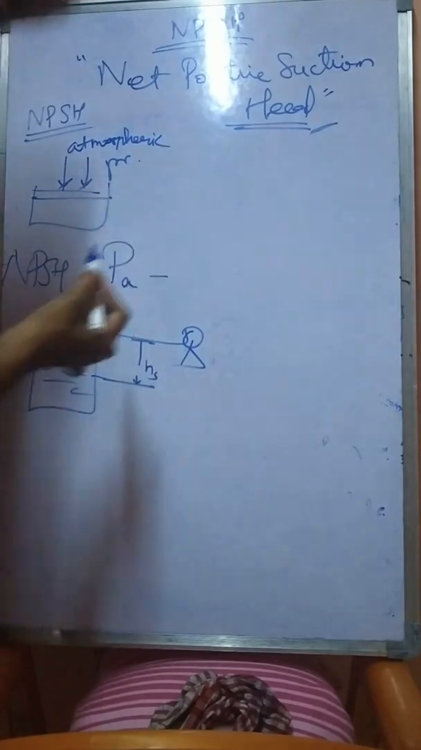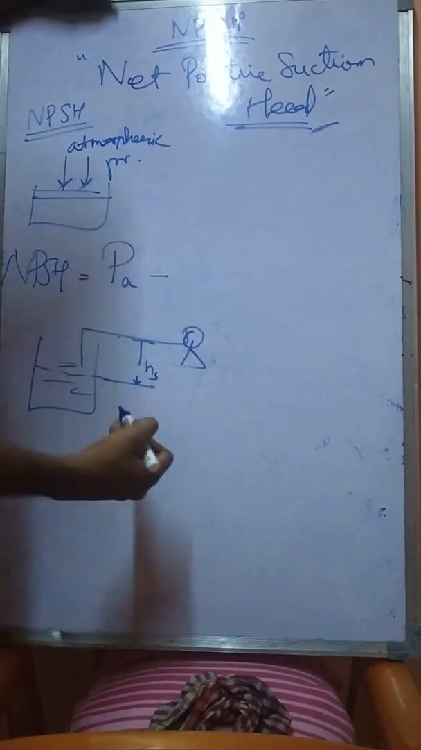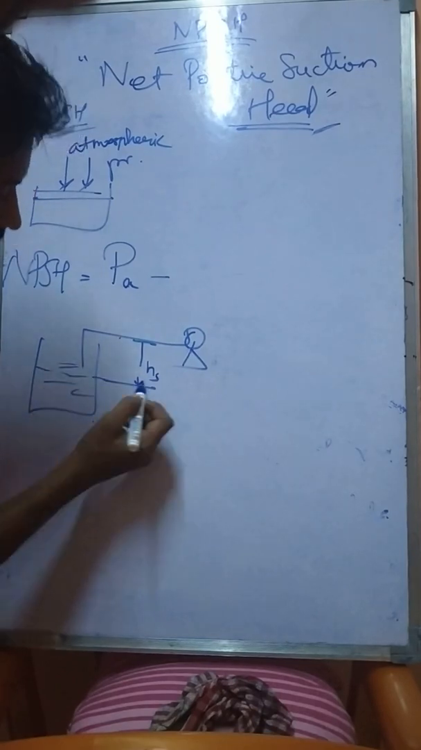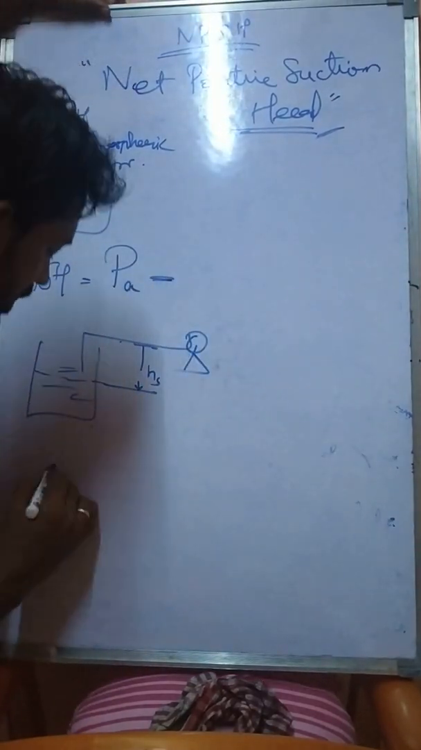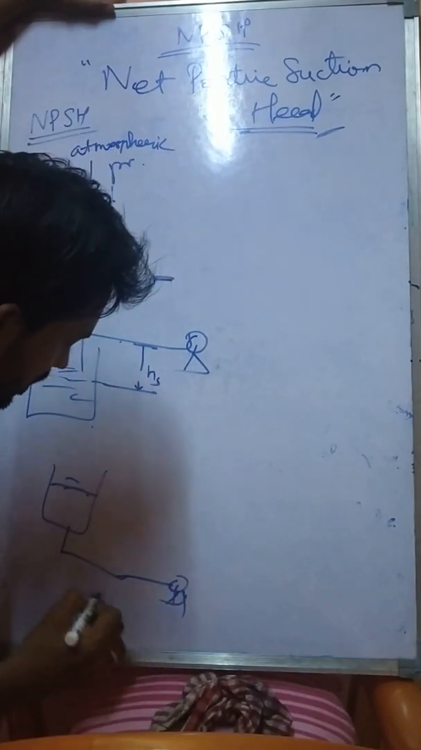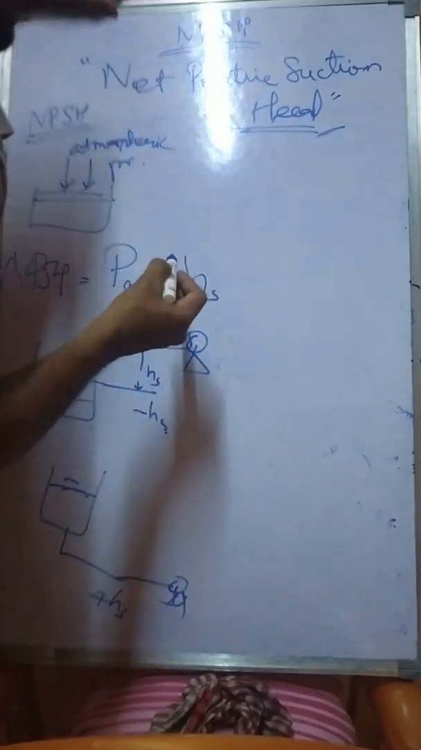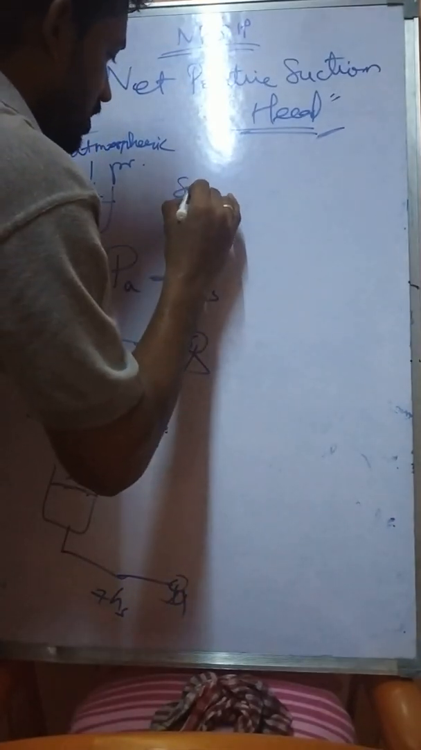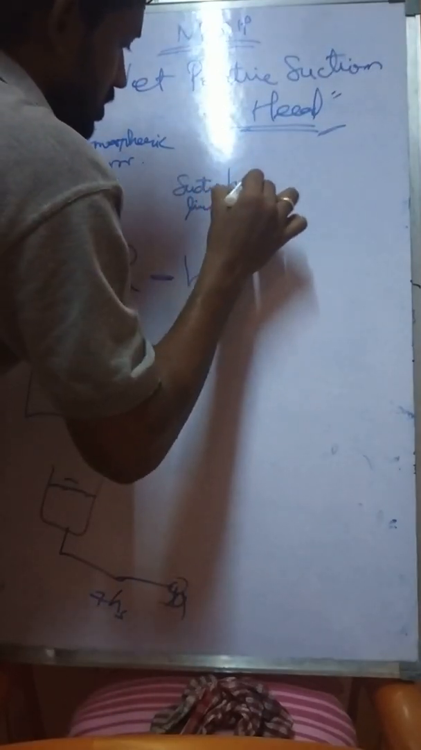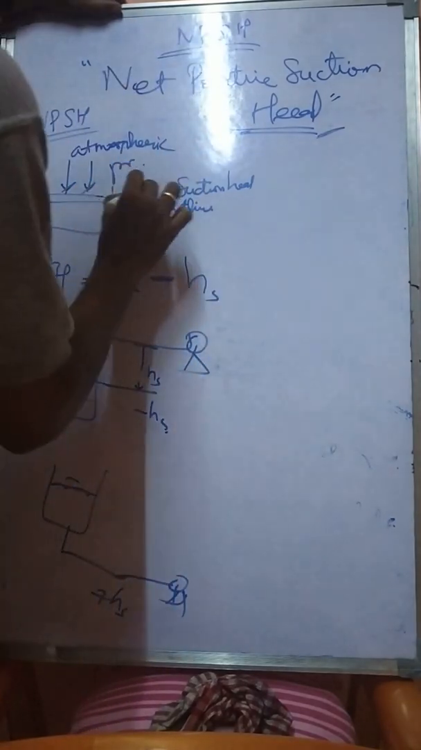That could either be negative or positive. We don't know; that depends on the condition. If the tank level is below the liquid line, then that will be a negative one. If the tank is above the liquid line, then suction will be positive. Here the suction is negative, so that's why minus this. Suction line, suction header, inlet line. Okay, this is negative.